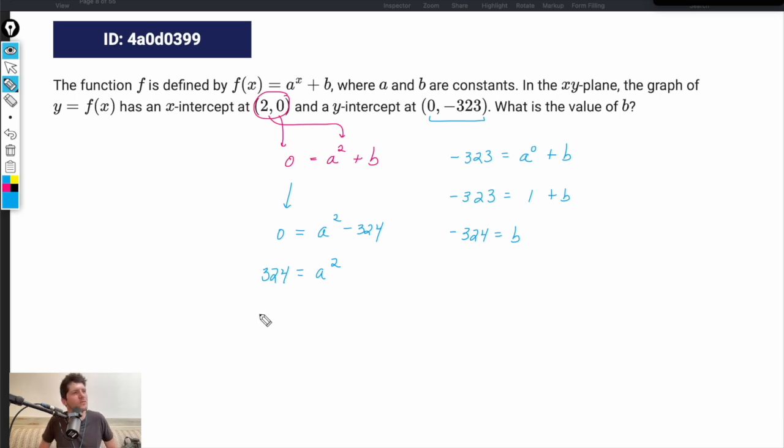Now, do I know the square root of 324? It's more than 10, since 10 squared is 100. It's less than 20, since 20 squared is 400.